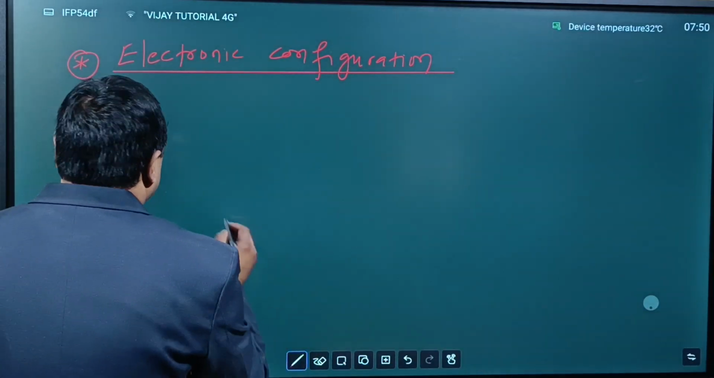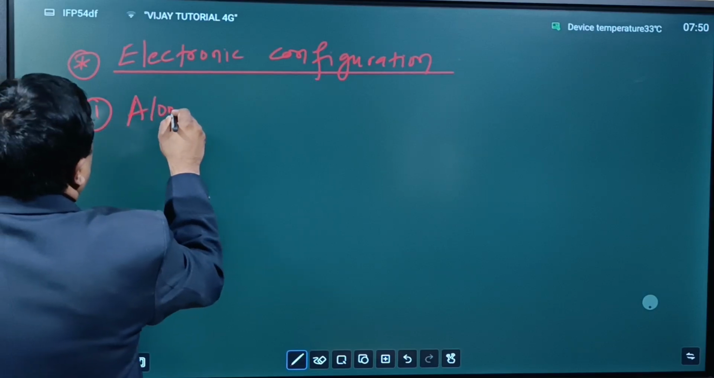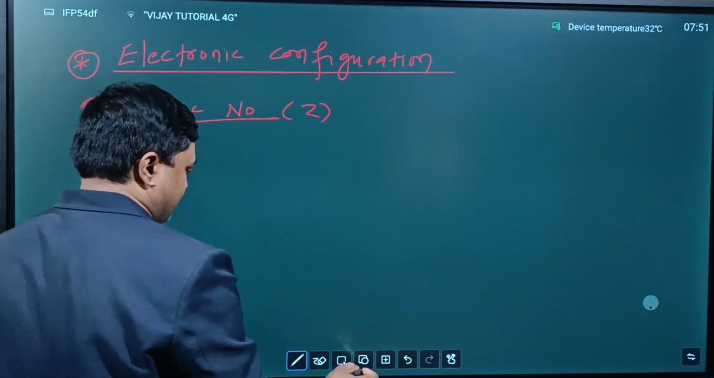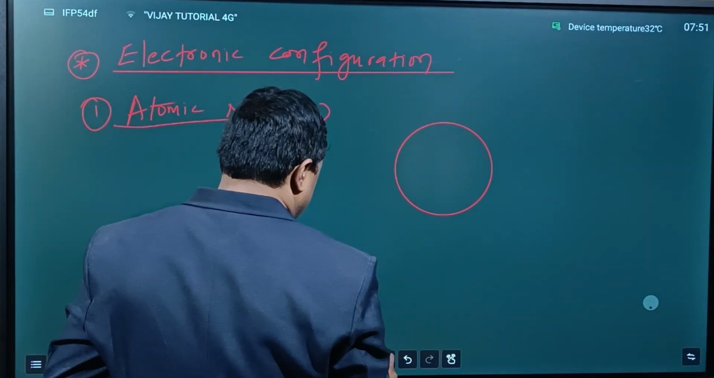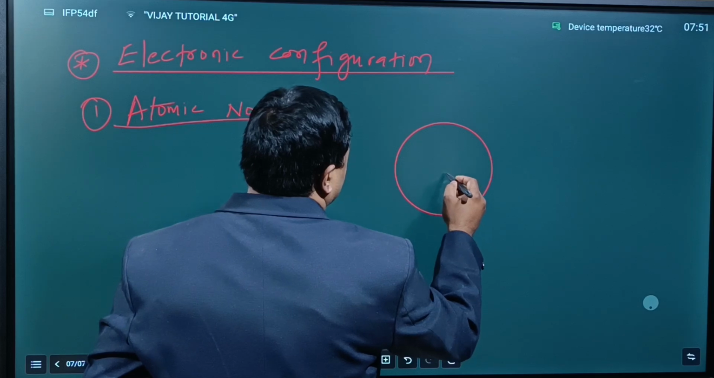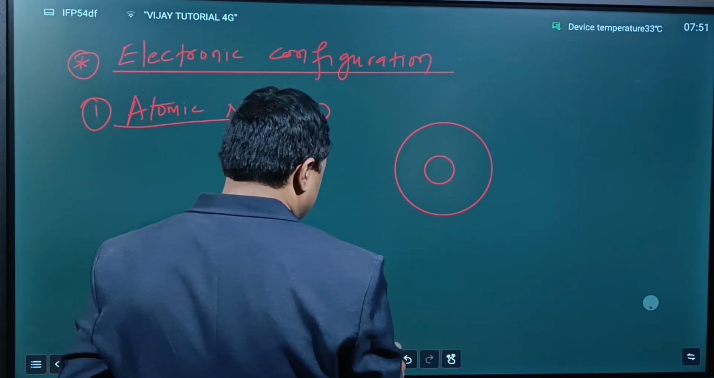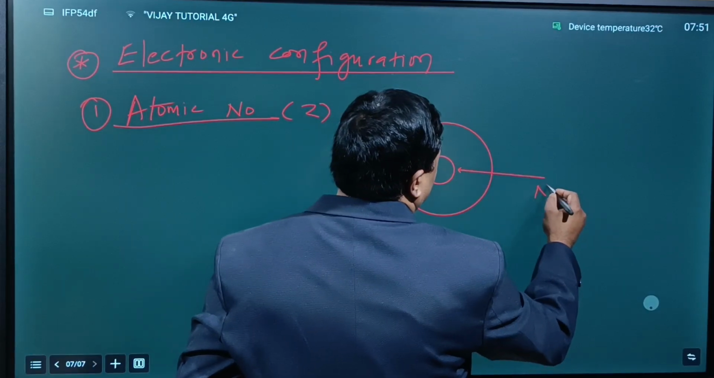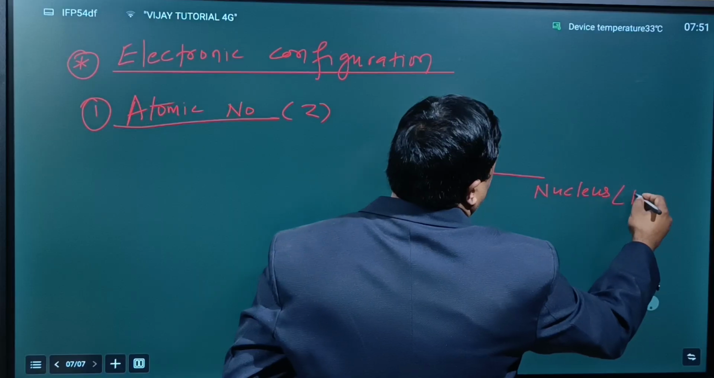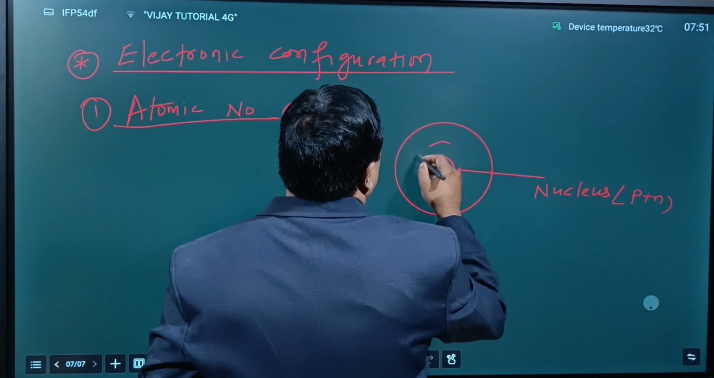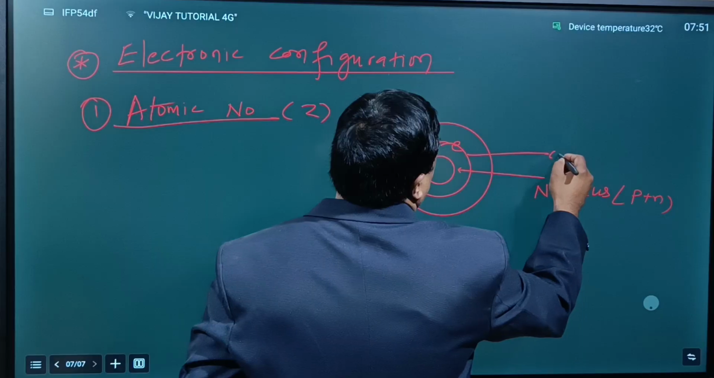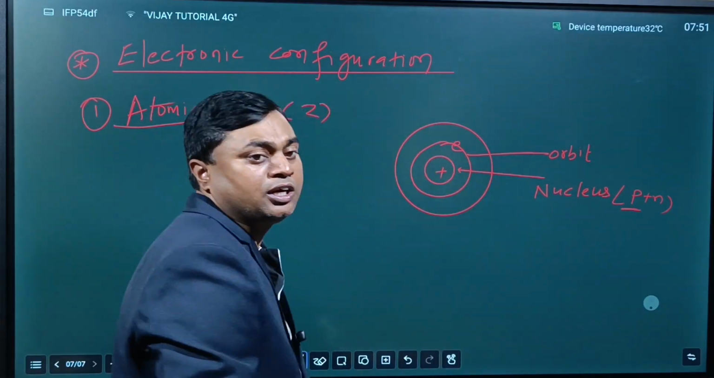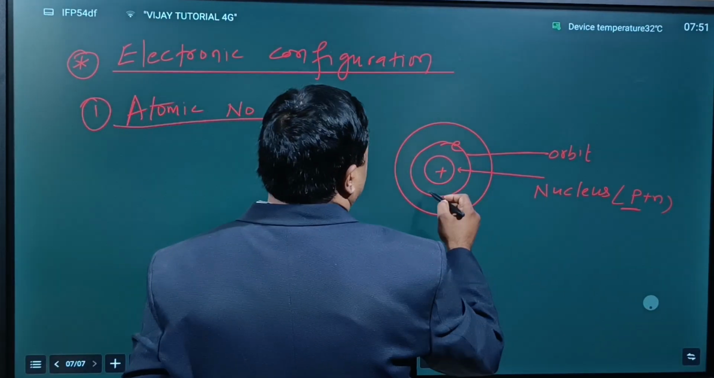So let's discuss first atomic number. What do you mean by atomic number? Atomic number is generally represented as Z. Just now I explained that inside the atom we have a nucleus, and inside the nucleus protons and neutrons are there, and electrons are revolving around the nucleus in a circular path. That path is called what? Orbit. As the proton is positively charged and the neutron is neutral, the charge of the nucleus is positive. E stands for electron.